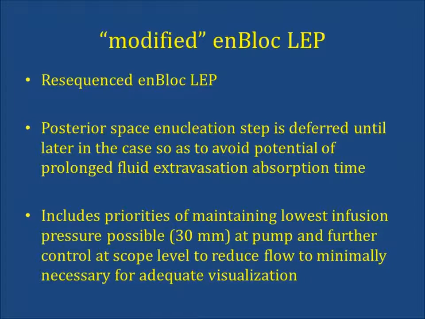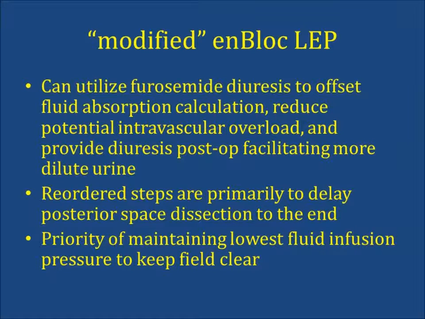The posterior space enucleation step is deferred until later in the case so as to avoid the potential of prolonged fluid extravasation absorption time. It includes priorities of maintaining the lowest infusion pressure possible at 30 millimeters of mercury at the pump level and further control at the scope level to reduce flow to minimally necessary for adequate visualization. Modified en bloc LEP can utilize furosemide diuresis to offset fluid absorption calculation, reduce potential intravascular overload, and provide diuresis post-op, facilitating more dilute urine.